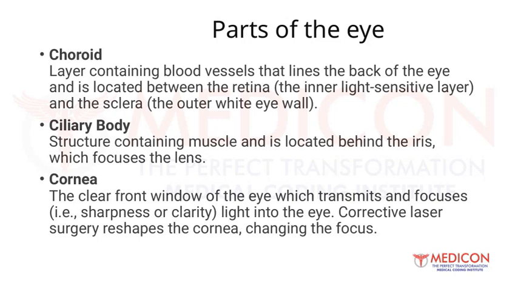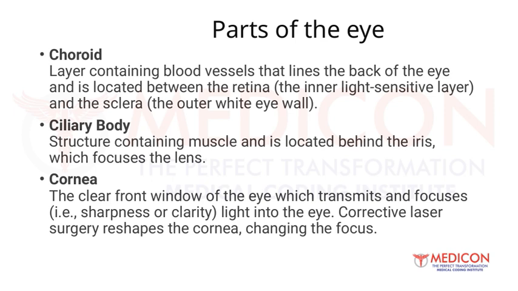Let's take a closer look at some of the key parts of the eye. First, we have the choroid. This is a layer that contains blood vessels and lines the back of the eye. It sits between the retina, which is the inner light-sensitive layer, and the sclera, the outer white part of the eye. The choroid is essential because it provides the nutrients and oxygen the eye needs to function properly.